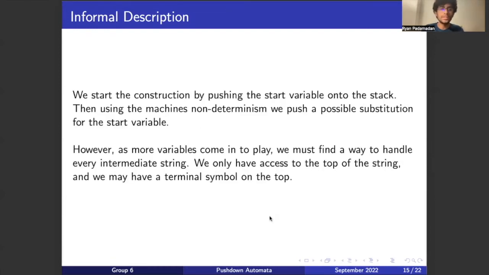Now we quickly run into a few issues. First is, how do we select the correct substitution for a variable? This is where non-determinism comes into play. We non-deterministically select a possible substitution for the start and any variable at the top of the stack. The next issue is, how do we store intermediate strings? Because there are many strings which will have variables in the middle, and we only have access to the top. Also, if there's a terminal symbol on the top of the stack, what do we do with that?